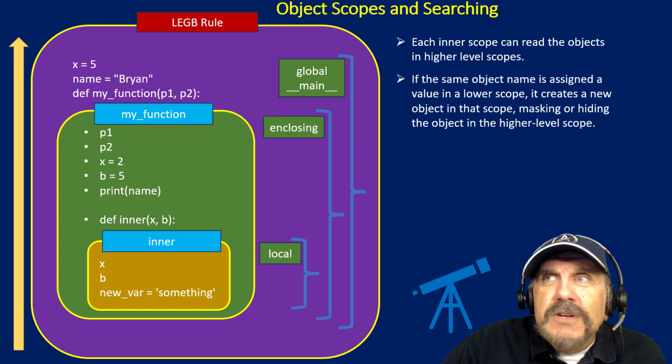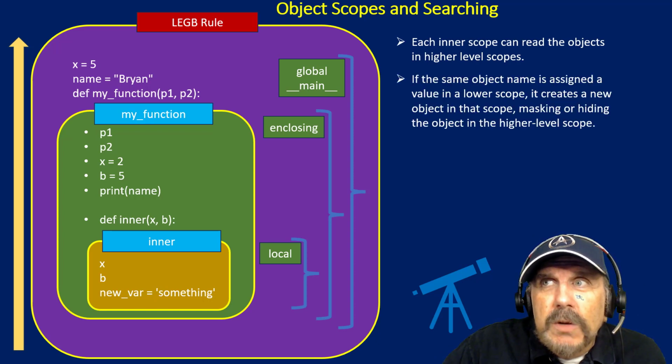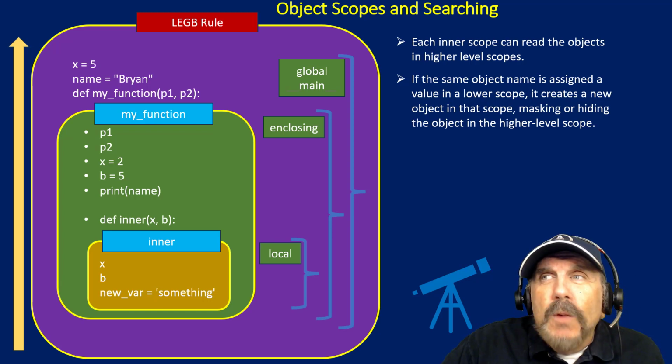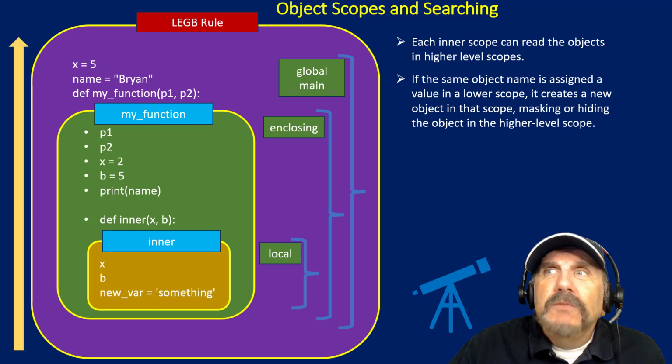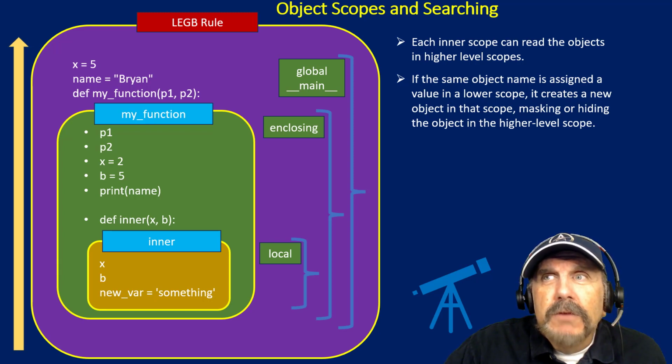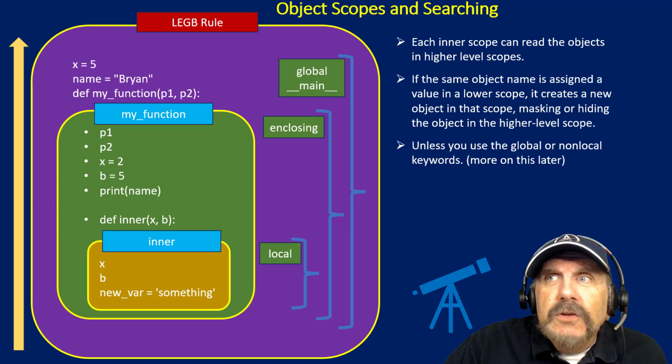If the same object name is assigned a value in a lower scope, it creates a new object in that lower scope, and that will mask or hide the object in the higher level scope. So it's something to be really careful of, because that's where you can get some bugs if you're not expecting that. Unless you use the global or non-local keywords, which I'll talk about a little more, this is the way it's going to work. There's a way to override this behavior so you can get more control if you want, but this is how it will work by default.